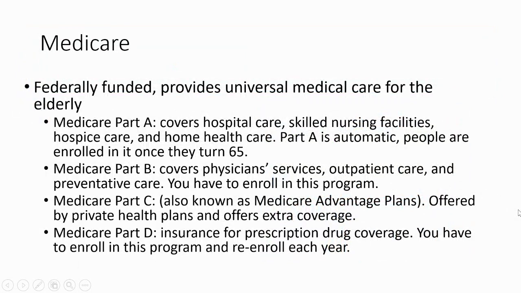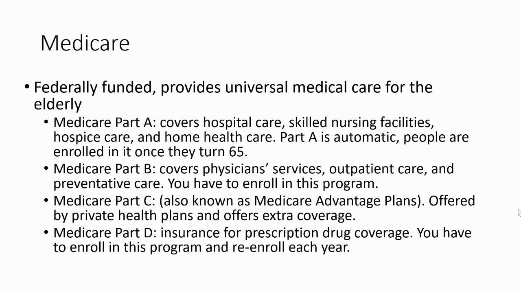Medicare is a federally funded insurance program that provides universal medical care for the elderly. And there are 4 parts. Part A is automatic. People are automatically enrolled in it once they turn 65. And it covers hospital care, skilled nursing facilities, hospice care, which is end-of-life care, and home health care.